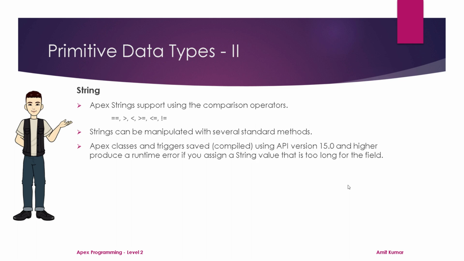Apex classes and triggers saved or compiled using API version 15.0 and higher produce a runtime error if you assign a string value that is too long for the field. Now you can create a string variable like this.